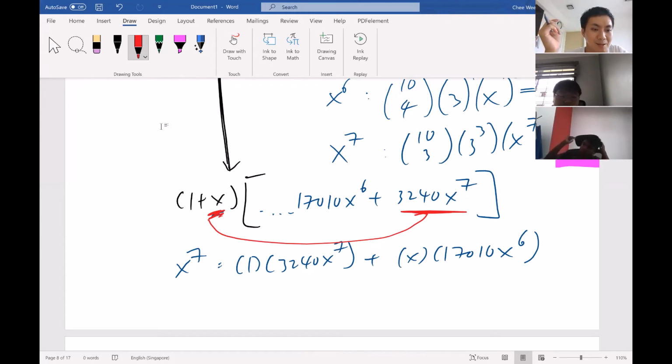Okay? So we can just take away the x for the x to the power of 7? Yes, yes. It depends on the question. If the question asks for the coefficient, then take away the x, of course.